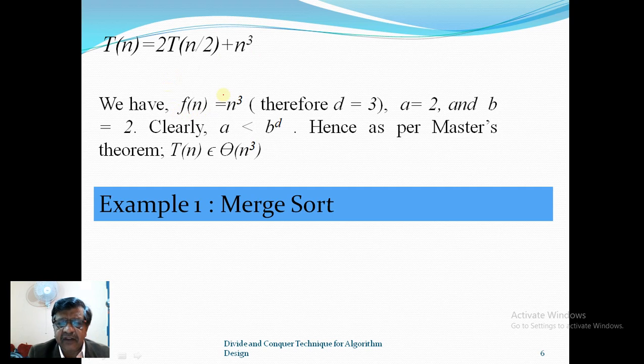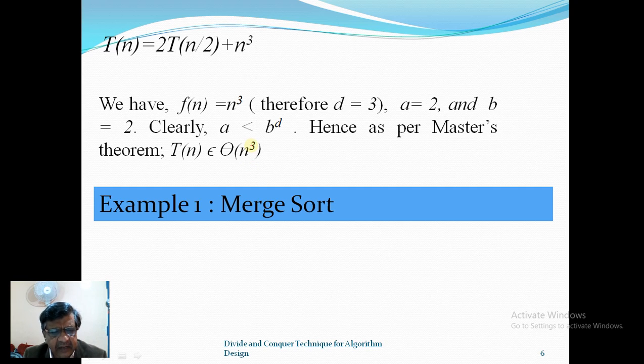So we have f of n equal to n cube, therefore d equals 3, a equals 2 and b equals 2. Clearly a is less than b to the power of d, hence as per Master's theorem, T of n equals big theta of n cube. So it falls under the first category. Now we will take merge sort as an example.